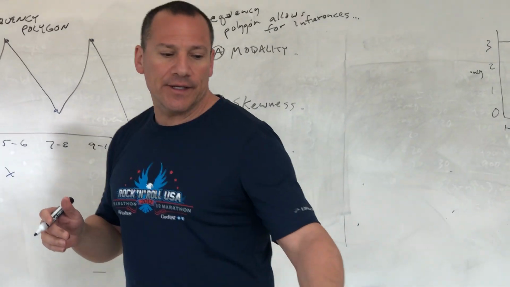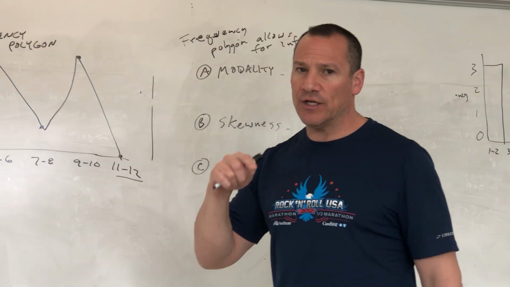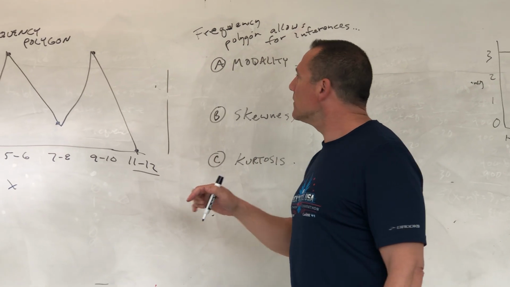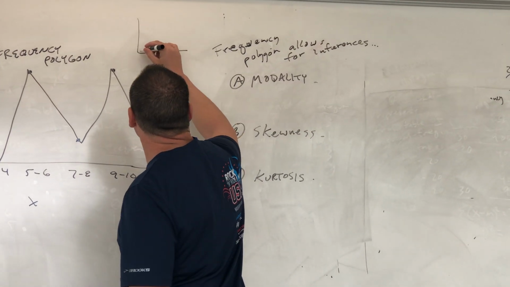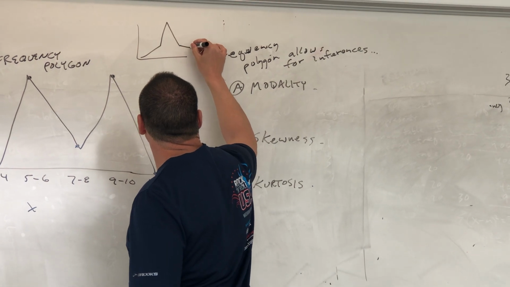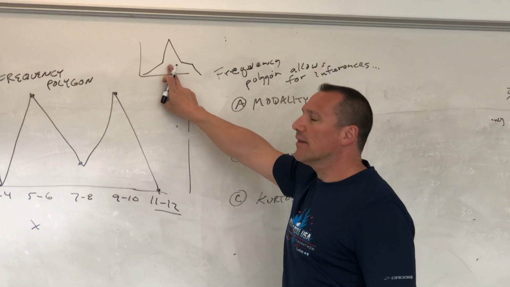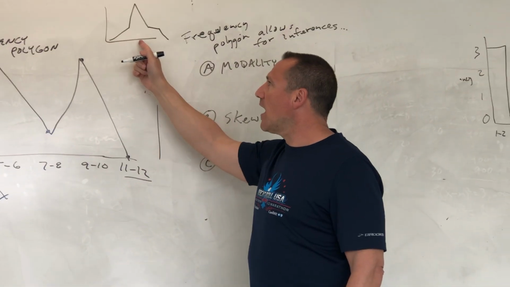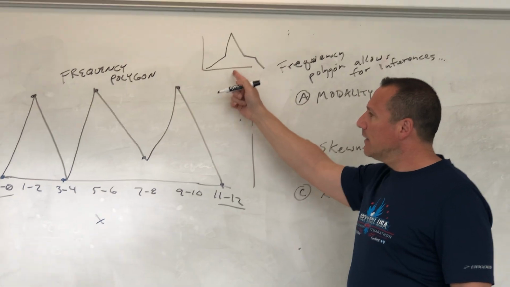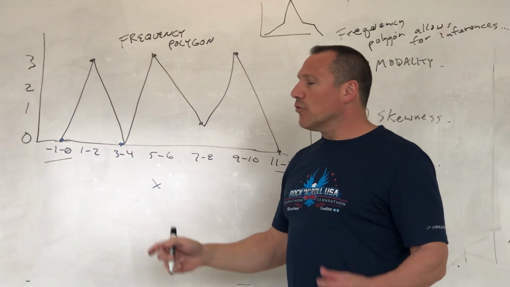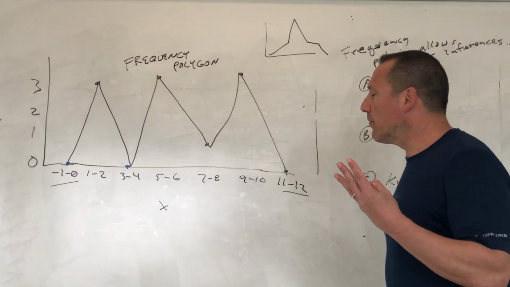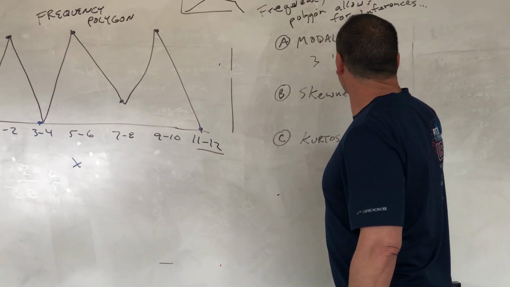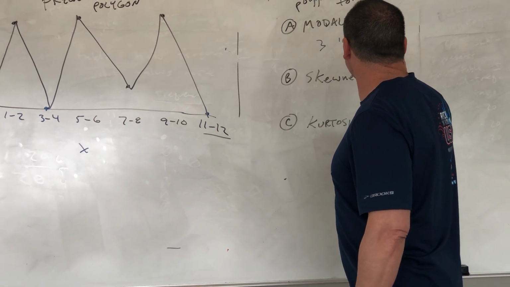So modality corresponds to how many relatively common parts of the distribution are there. Sometimes you'll get a frequency polygon that might look something like that. And if you had a frequency polygon that looked like this up here, that means there's one single relatively common part of the distribution. In this case here, we have three relatively common parts of our distribution. So we have three what I'm going to call modal parts of the range.